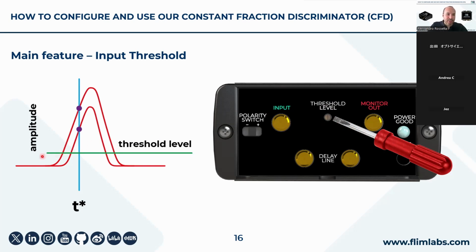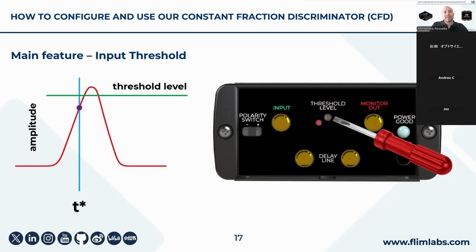So for example, if the threshold level is low, this means that both of these red signals will be seen by the detector, by the CFD. Otherwise, if we play with a trimmer, we can raise the threshold and allow only one signal or a specific voltage to pass through and to be detected and discriminated by the CFD.